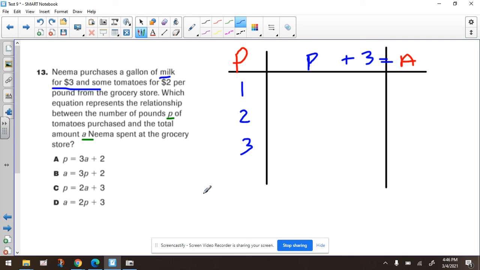So to figure out which one it is, you just got to figure out how to show $2 being multiplied with whatever P is and figure out what that looks like.